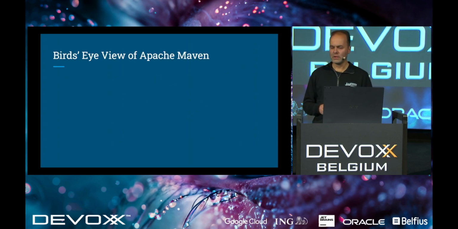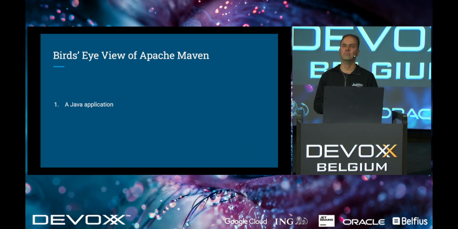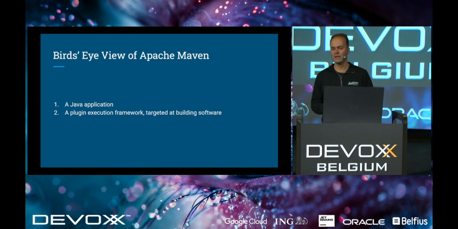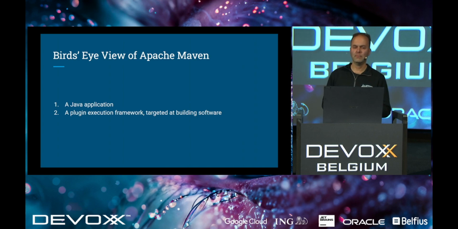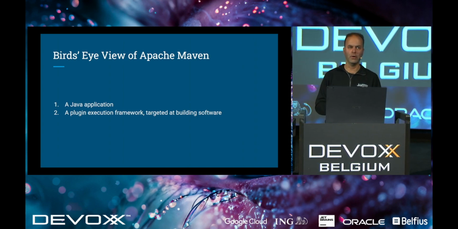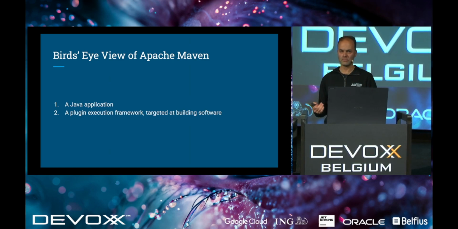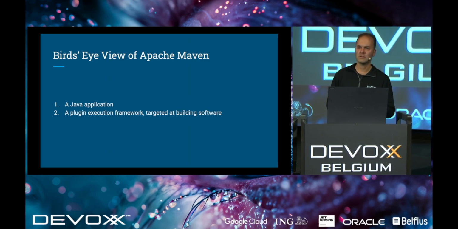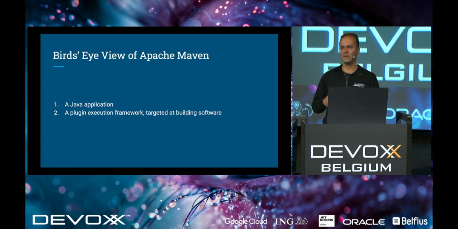Well, what is Maven actually? From a bird's eye view, I would say Maven is a Java application. I hope this is not a surprise to most of you. A Java application that is also a plugin execution framework. Robert already mentioned it. The plugins are not bundled with Maven, they come separately. So Maven needs a way to resolve plugins and to actually execute parts of a plugin.